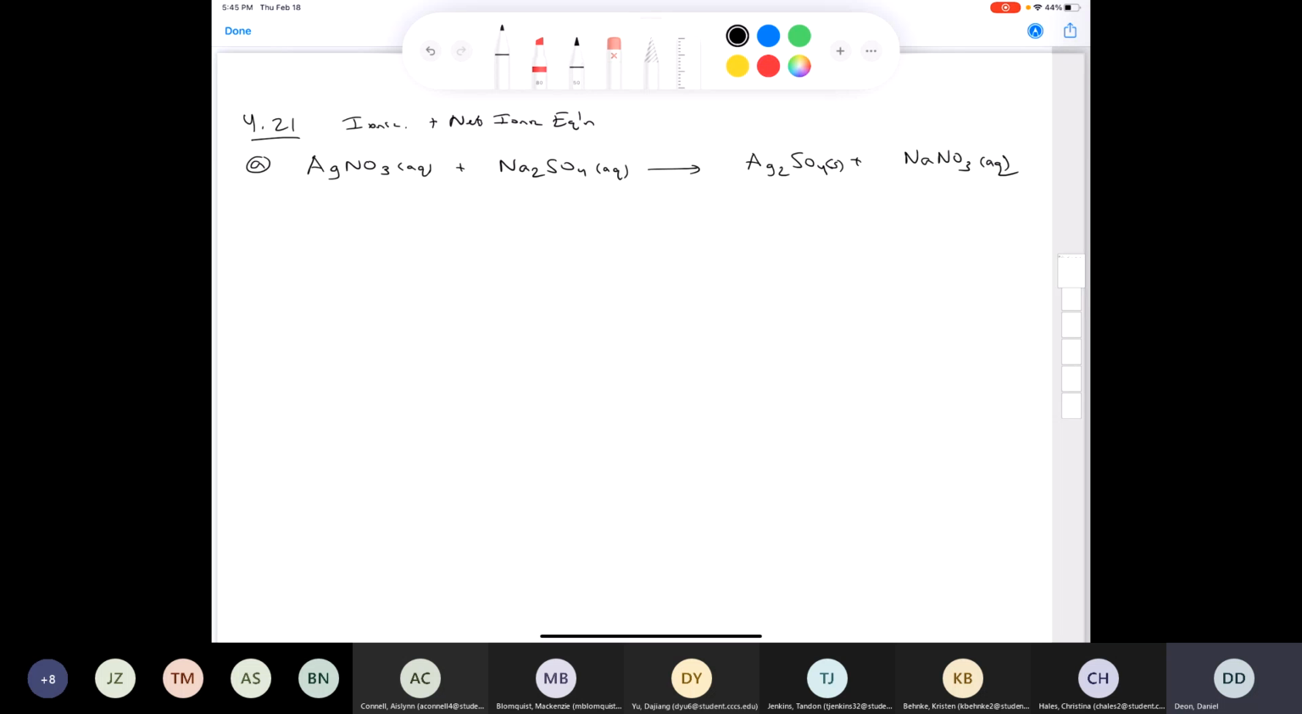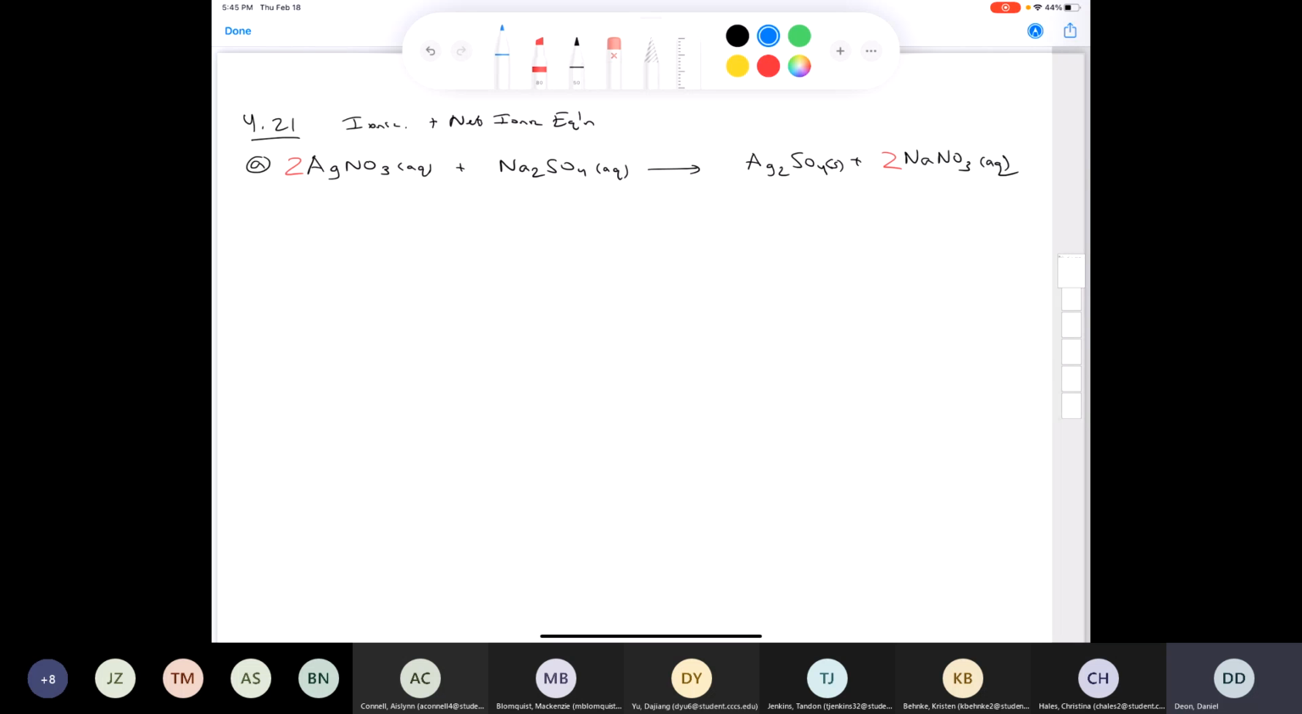Now we need to balance it out. We got 1 silver here, we got 2 over here, and so we're going to need to put a 2 there. Let's see, we've got 2 sodiums here, but we've only got 1 here, and so we need to put a 2 there. And when we do that, we end up with a perfectly balanced equation. Okay, so that is actually our molecular equation. We've already got that part done.